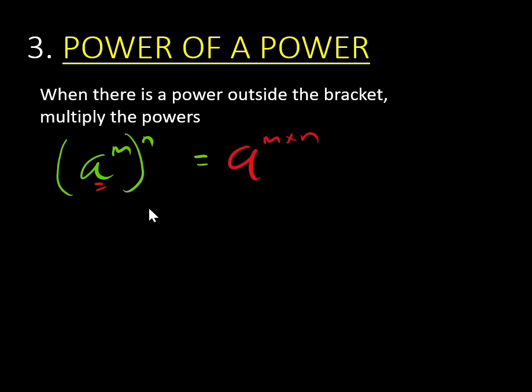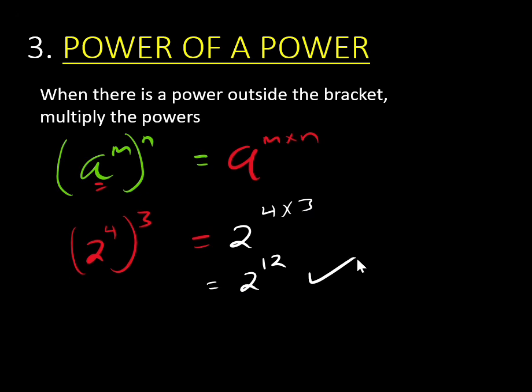And therefore, if you have a case like this, 2 raised to power 4, then we have another power, which is 3. It will be, pick what is inside the bracket, which is 2, then multiply the powers. It will be 4 times 3, which we get, the answer is 2 raised to 12. That is what we call power of power.